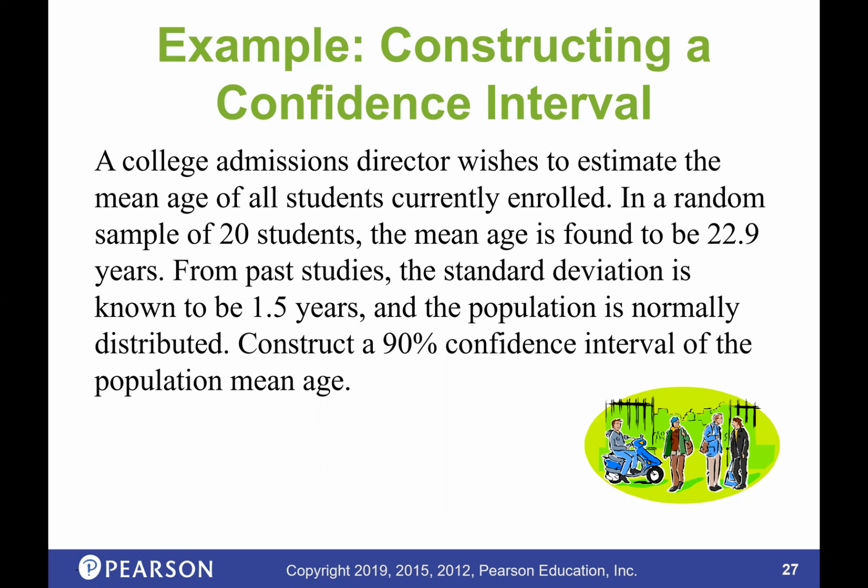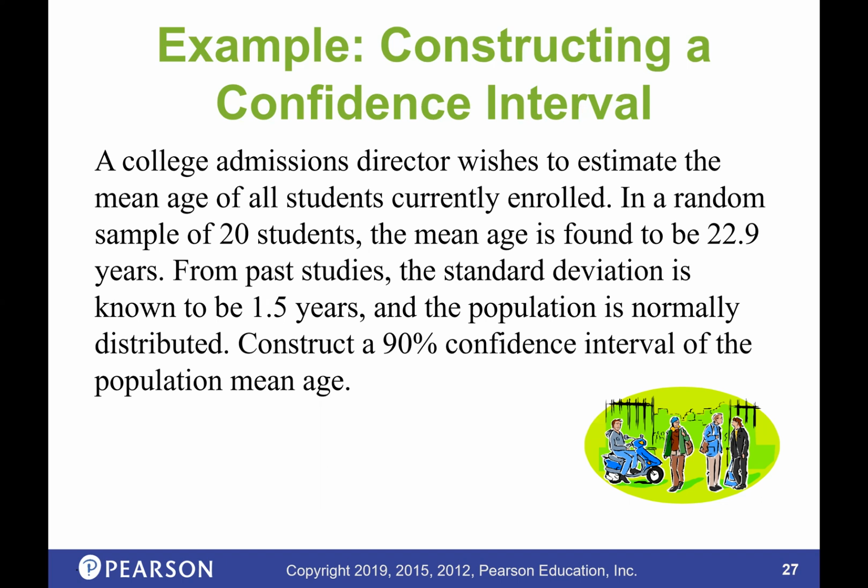Apparently, they did not feed that into the machine. They did not put the birth date into a machine for some reason. So in a random sample of 20 students, the mean average is found to be 22.9. Also, from past studies, they've done this before, and it seems like the standard deviation is right about 1.5 years always. The mean sometimes changes, but the standard deviation remains pretty good.